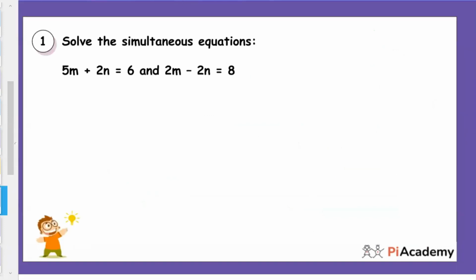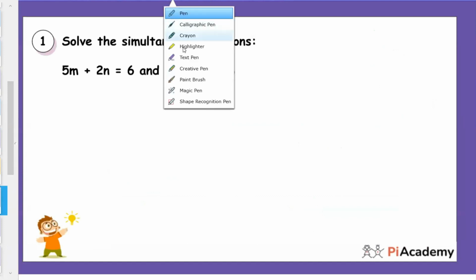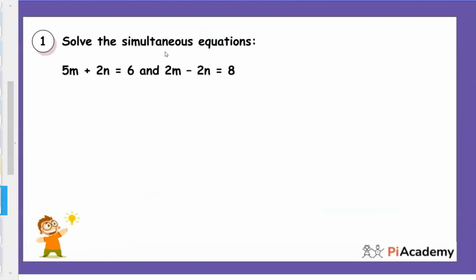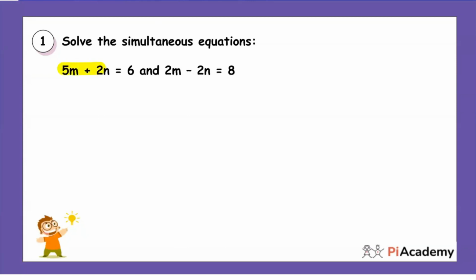I am reading this question for all of you, and you all have 2 minutes to answer, okay? Solve the simultaneous equations 5m plus 2n equals 6 and 2m minus 2n equals 8. So this is your question, and I am waiting for your answer in the chat box.